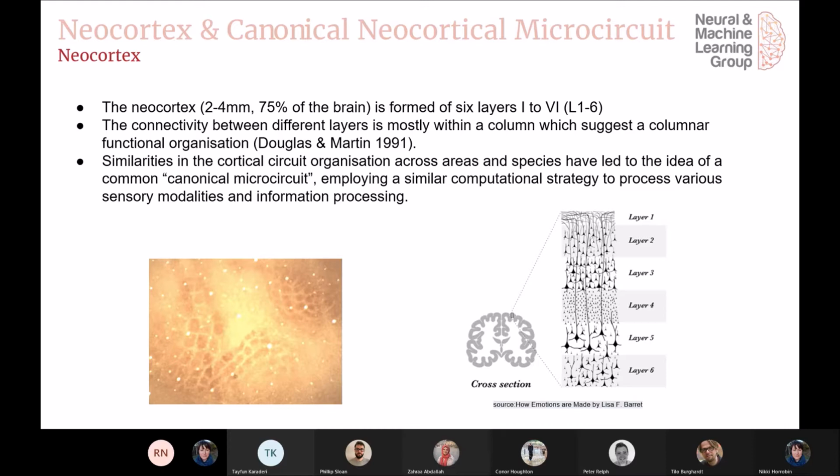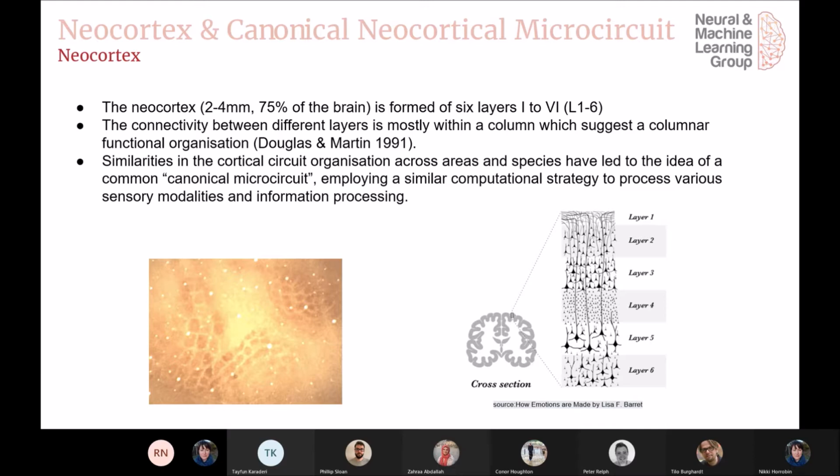But neuroanatomical studies show that the connectivity between these layers is such that you can divide them into columns. In fact, if you look at the mouse barrel cortex, you could actually see columns and they're kind of separated. Each of these columns receives information from the whiskers, and each column is associated with one whisker.